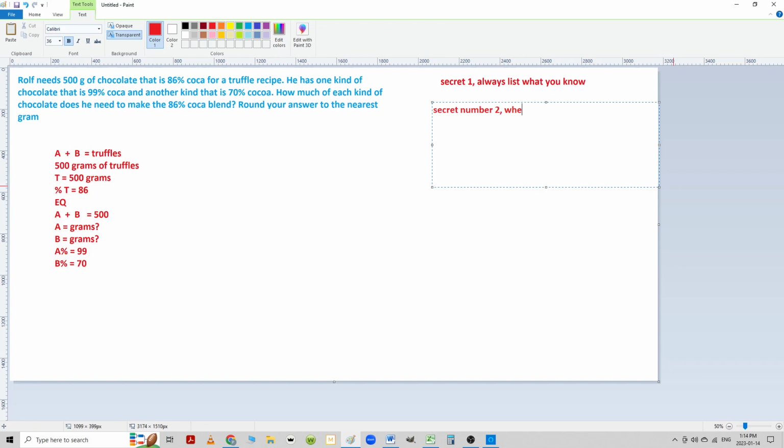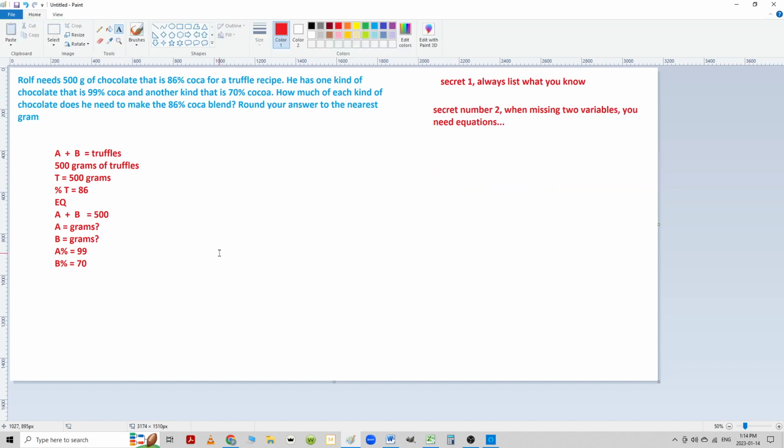And here's secret number 2. When missing two variables, A and B are variables, essentially letters that represent numbers we don't know yet, you need two equations. Well, so far we only have one. So there's got to be a way of coming up with two equations. Let me introduce you to weighted values.